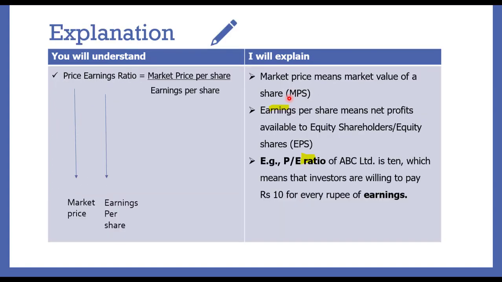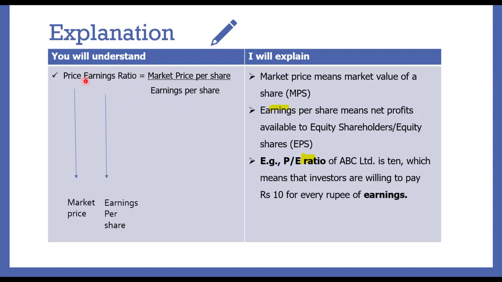In the next slide, I will explain the components of this ratio and details of this ratio. Price earning ratio is equal to market price per share divided by earnings per share. Regarding the clue to remember this ratio, let me give you a simple technique. First, the price here represents the market price of the stock, which comes to the numerator of the fraction.